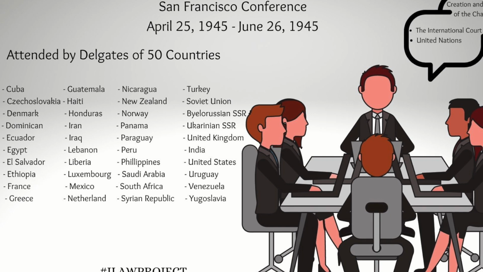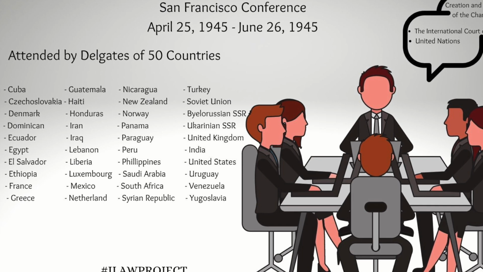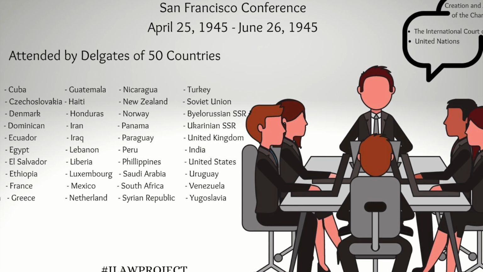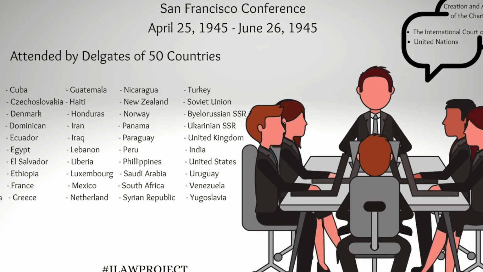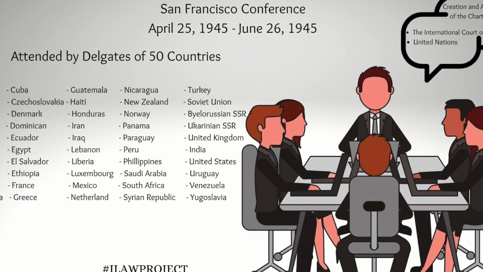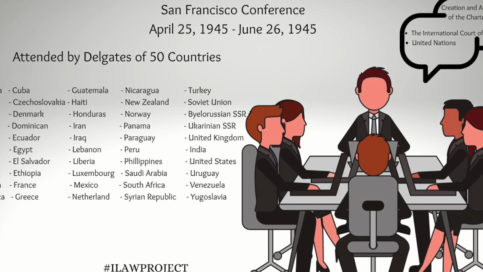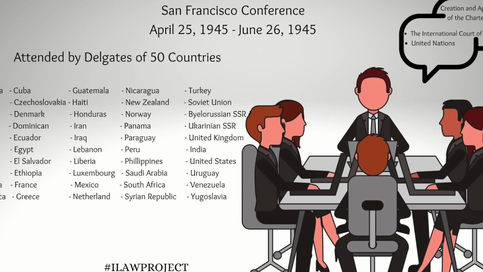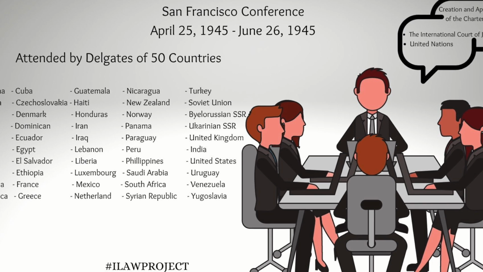Following the carnage of World War II, which started on September 1st, 1939, one major step towards creating an international organization to restore and maintain international peace can be traced to the United Nations Conference on International Organization, popularly referred to as the San Francisco Conference. This conference was held between April 25th, 1945 and June 26, 1945.